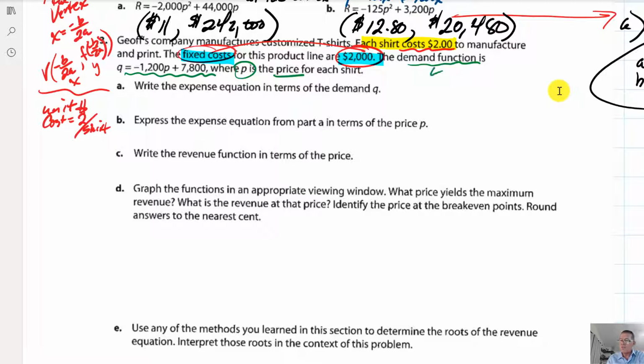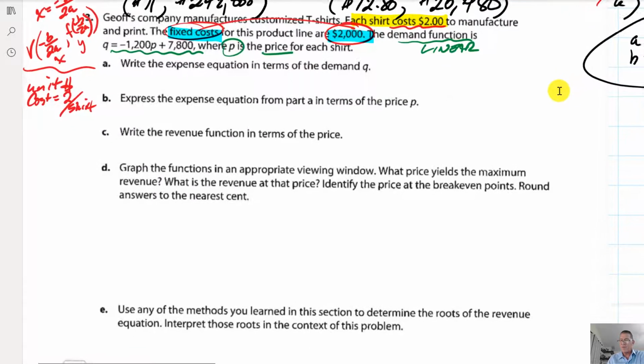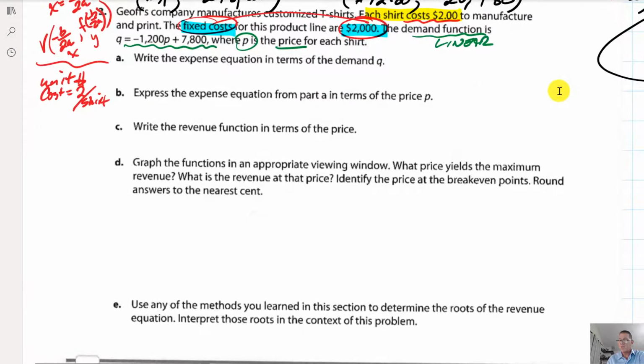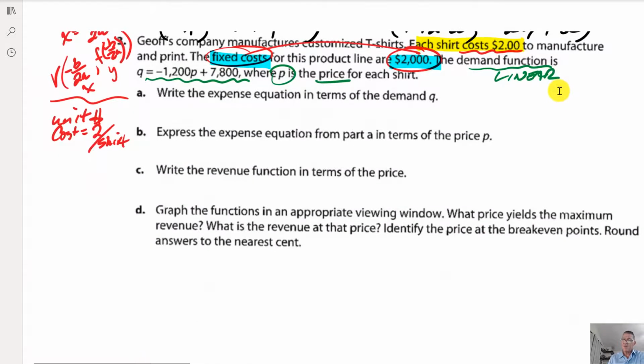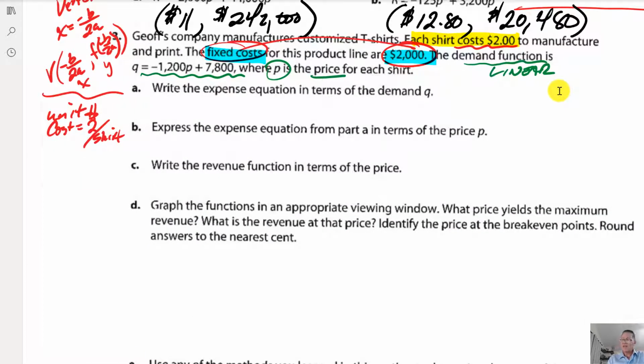So you have to really understand what you're doing in order to solve the problem. So always outline it first. Make sure you understand what's going on, and then you can go for it. So the first thing they want you to do is write the expense function in terms of Q. Okay, so let's do that. So the expense function in terms of Q.